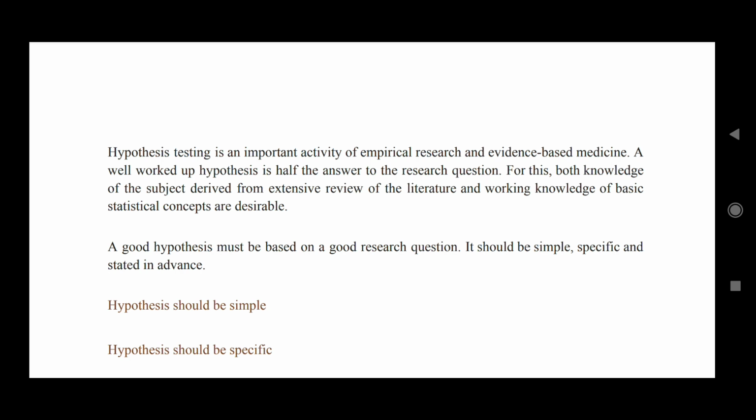A well-worked up hypothesis is half the answer to the research question, because the research question is the whole thing around which our thesis goes. So a very well precise hypothesis is very important for that.